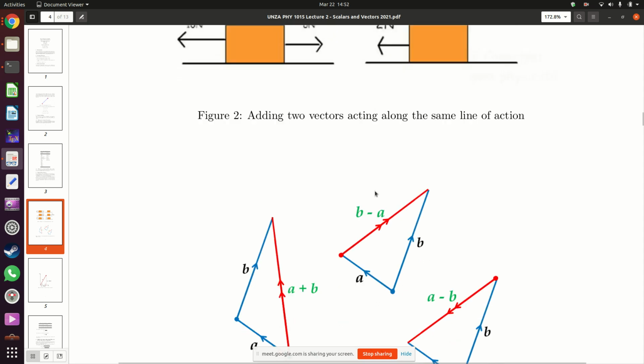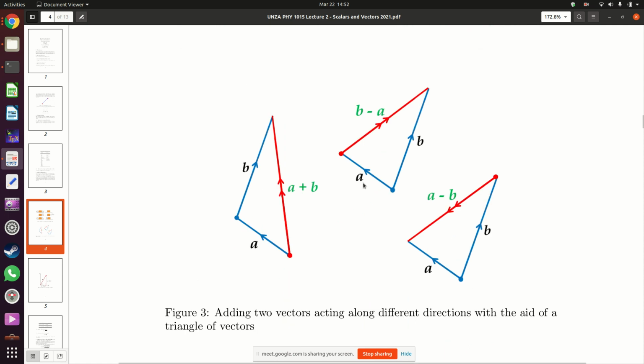So how do you add vectors acting in different directions? Here in this diagram, as you can see, we have two vectors, vector A and vector B, which point in completely different directions. And we can move these vectors around the screen as long as the size of the vector and the direction of the vector have not changed. As long as the size hasn't changed and the direction hasn't changed, we are talking about the same vector.